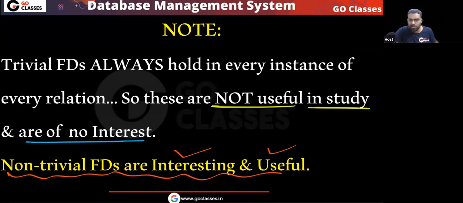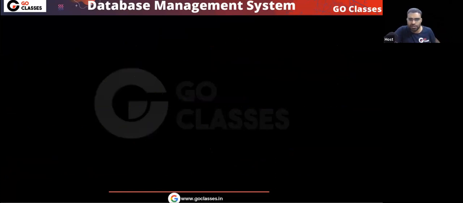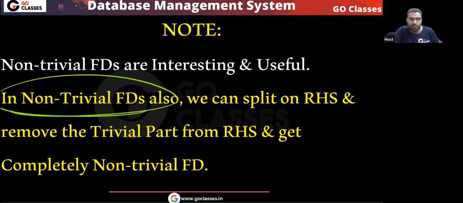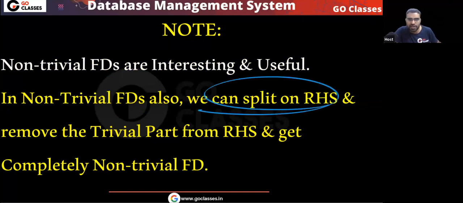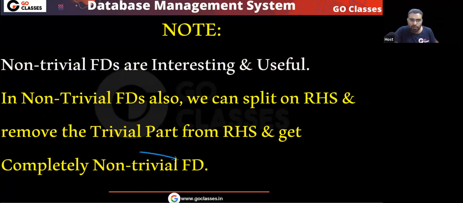Okay, one more thing. If a non-trivial functional dependency is given to you, can you remove the trivial part from it? See what I'm saying. If a non-trivial functional dependency is given to you, you can split the RHS, remove the trivial part, and then you will get a completely non-trivial FD. Yes or no? Let me give you a non-trivial FD.